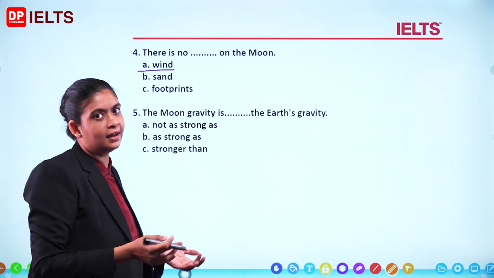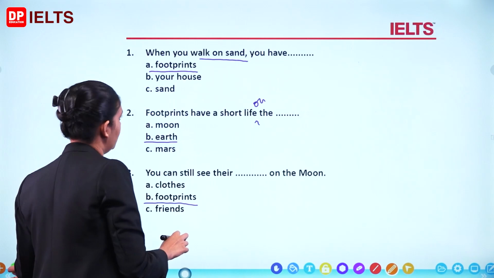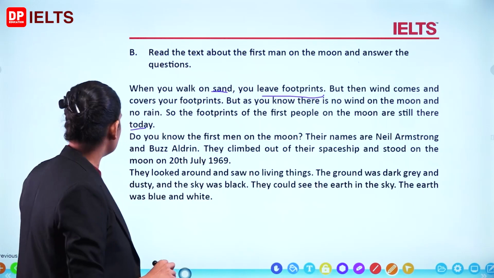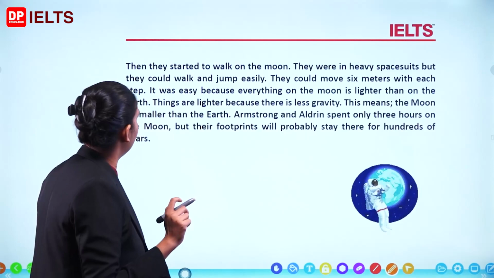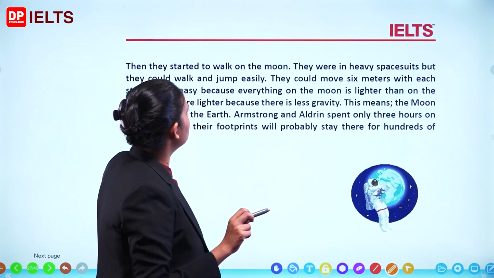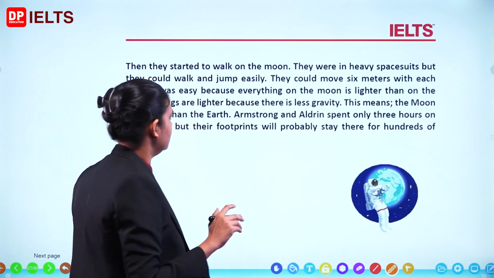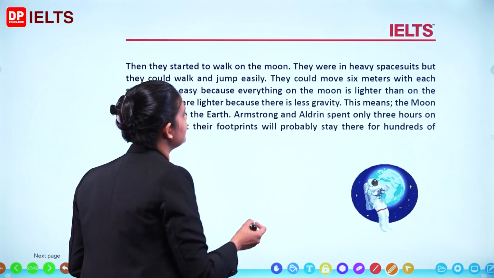The moon gravity is the earth's gravity. Let's look at the moon gravity. So here we don't see the word gravity. So they could move 6 meters with each step. It was easy because everything on the moon is lighter than on the earth. Things are lighter because they are less in gravity.